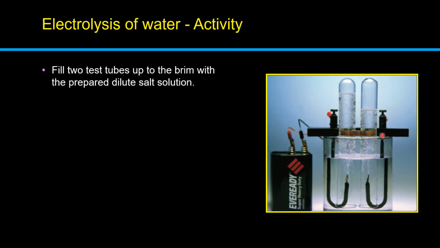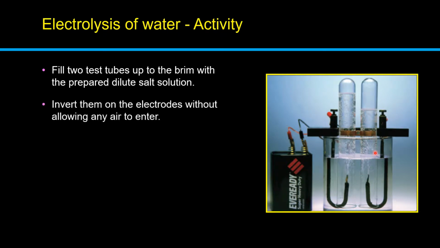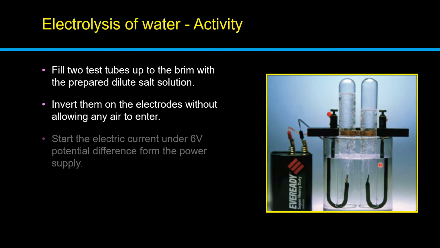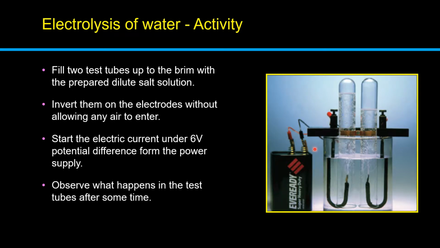Fill 2 test tubes up to the brim with the prepared dilute salt solution. Invert them on the electrodes, as you can see, without allowing any air to enter. Start the current under 6 volt potential difference from the power supply. Observe what happens in the test tube after some time.